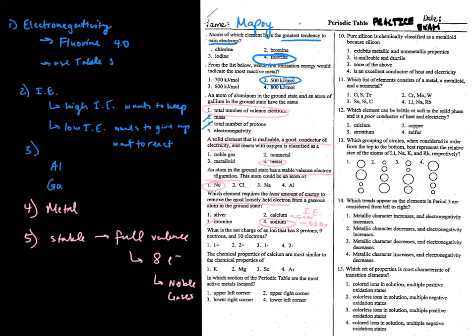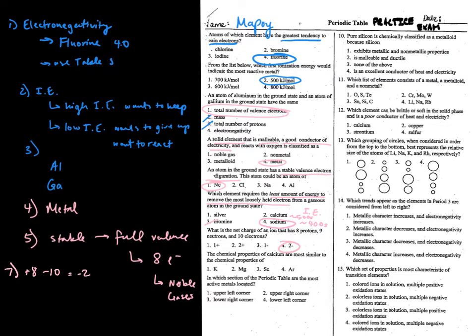Now, what number are we on? Number 7. What is the net charge of an ion that has 8 protons? So that's a positive 8. 9 neutrons, so that's 0. And 10 electrons. So positive 8 minus 10, that equals a negative 2. Choice 4.